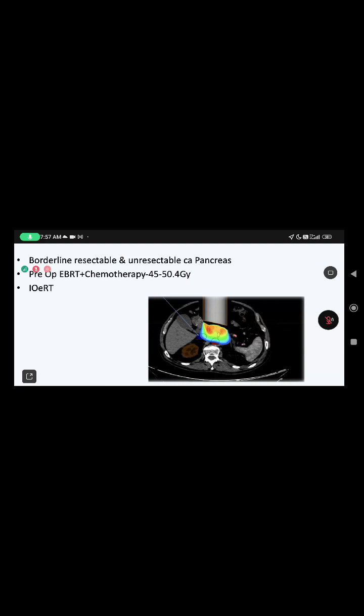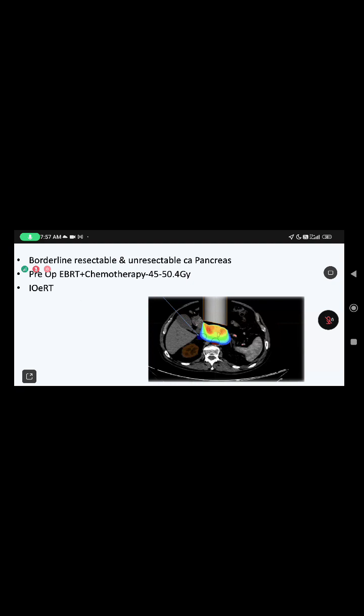So we always balance between the side effects and the therapeutic advantages. When we give OAR doses more priority, our doses used to come down, and we never used to cross 50 or 54 gray in the case of pancreas, which was never enough for better local control. With the addition of intraoperative electron radiation therapy, we have been seeing more and more local control rates, which eventually will get transferred into better overall survival.